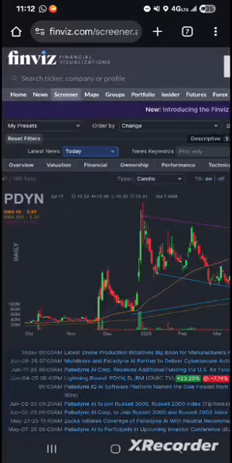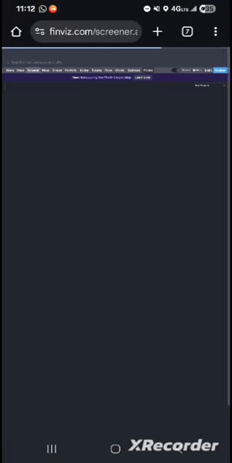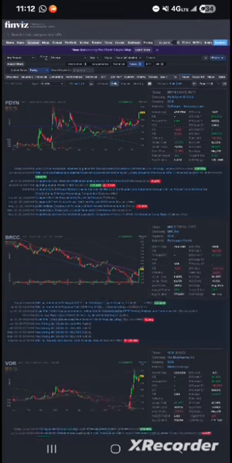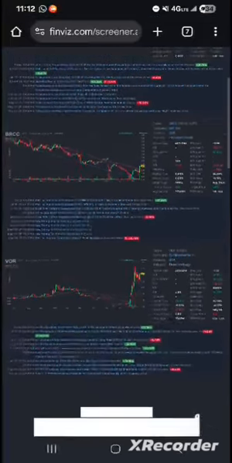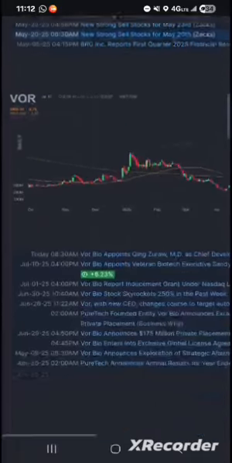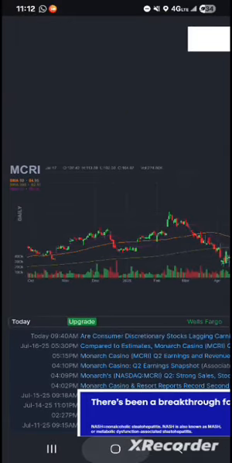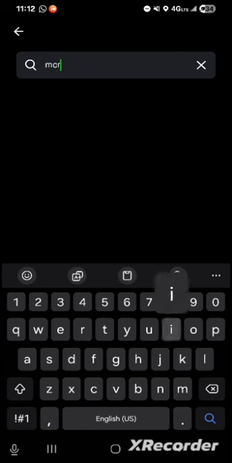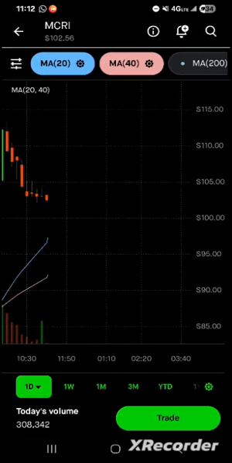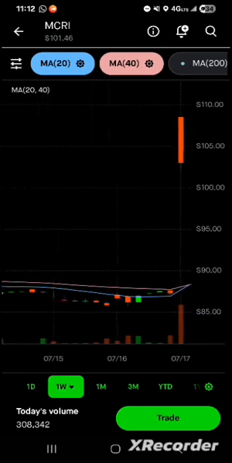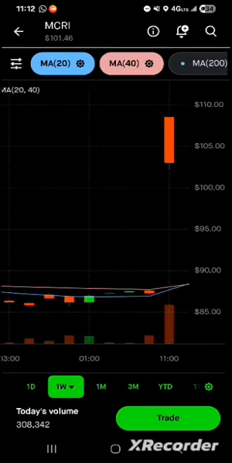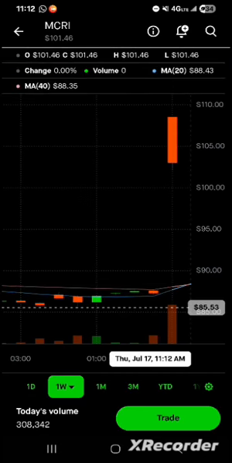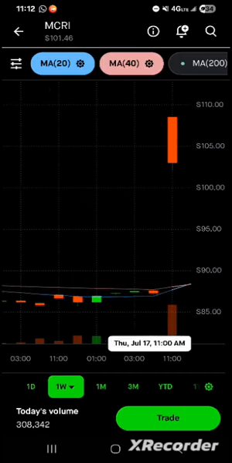So we'll refresh this page, and then we'll scroll down to where we saw, I believe it was MCRI. Take another look at MCRI. Okay, this volume is sitting at 308,000. The cross isn't clearly defined. You see no space. There's no space there. It's a very tight situation right there.